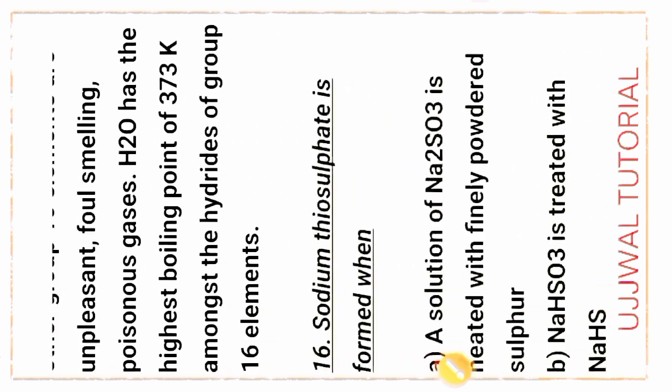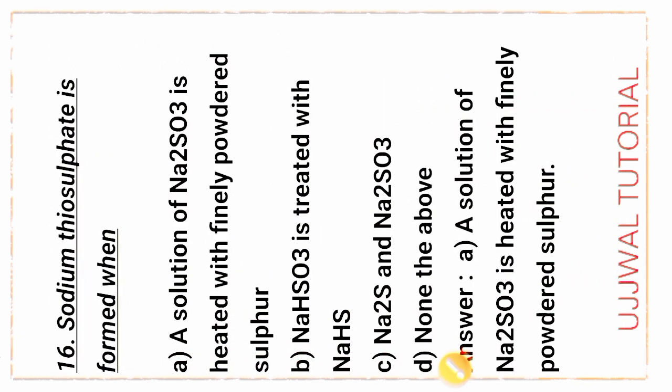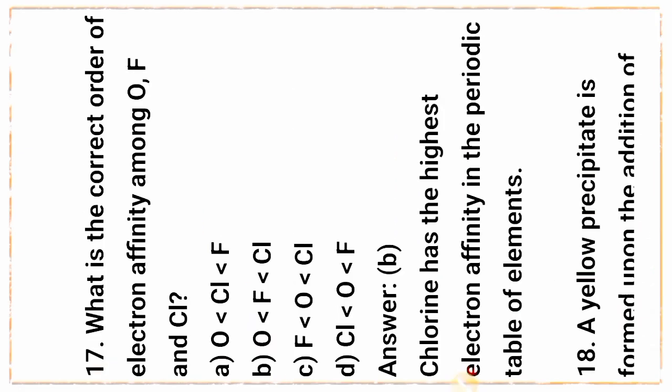Next question, question number 16. Sodium thiosulfate is formed when option A, a solution of Na2SO3, sodium sulfite, is heated with finely powdered sulfur. Question number 17.